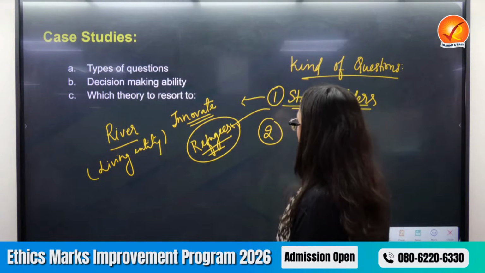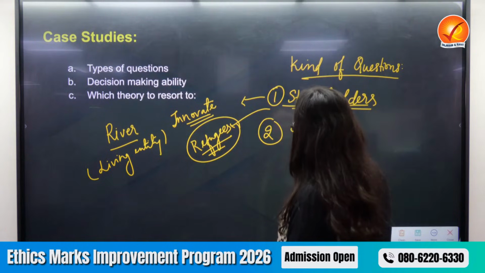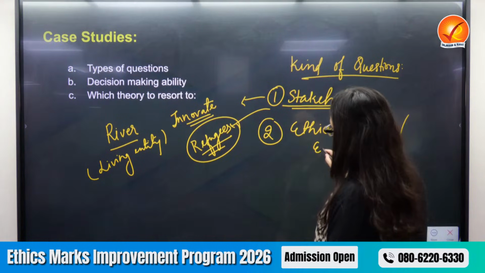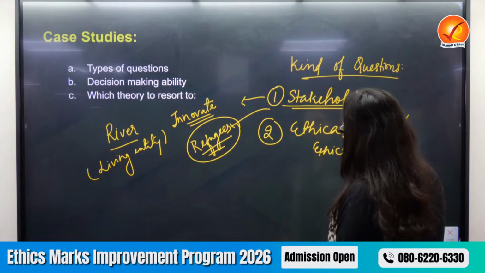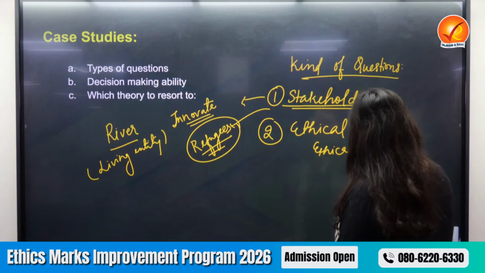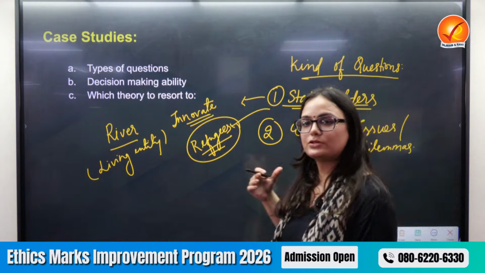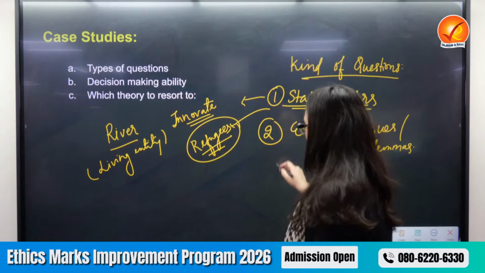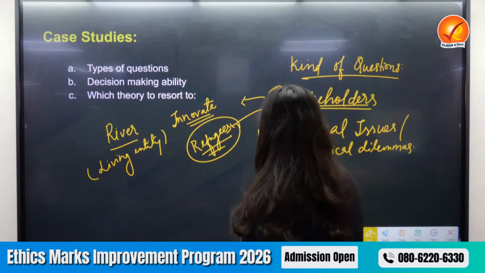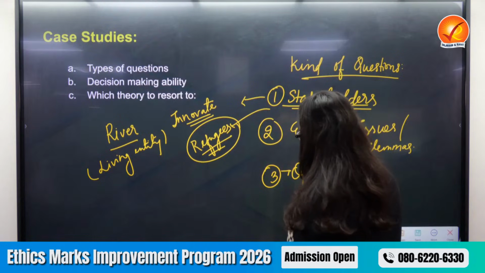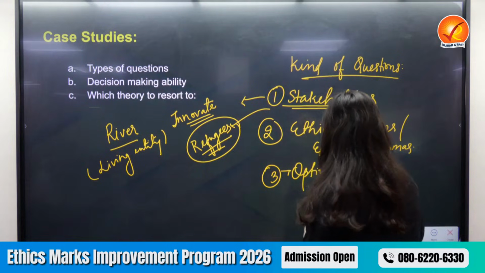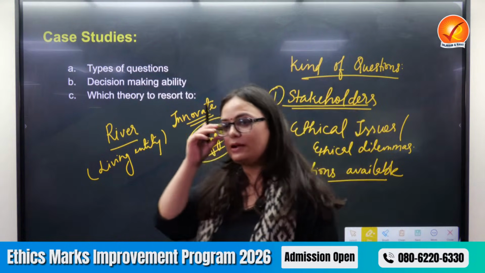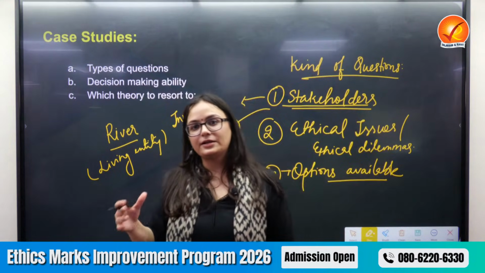Next thing that you are asked is, what are the ethical issues and ethical dilemmas that exist in this situation? What are the ethical issues and ethical dilemmas, right? Third thing that you're asked is, what are the options available to you. Options available in the sense that now there is a case study related to corruption.